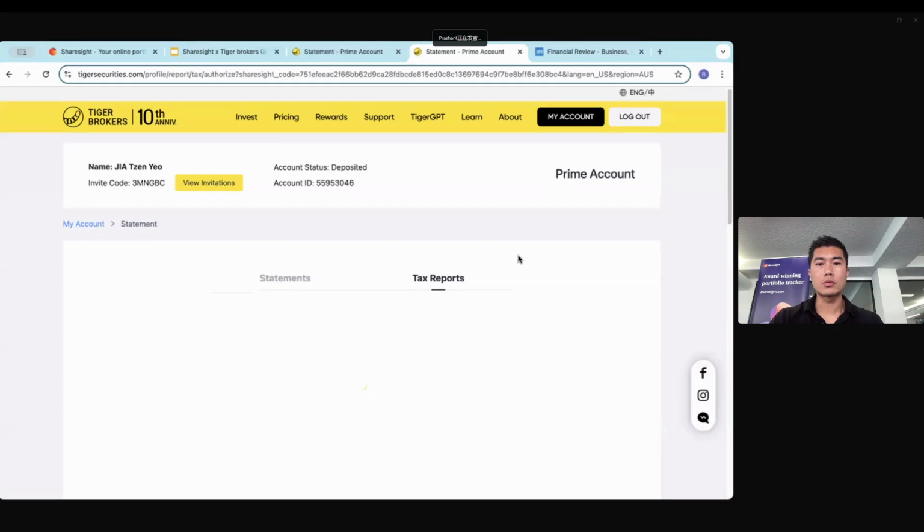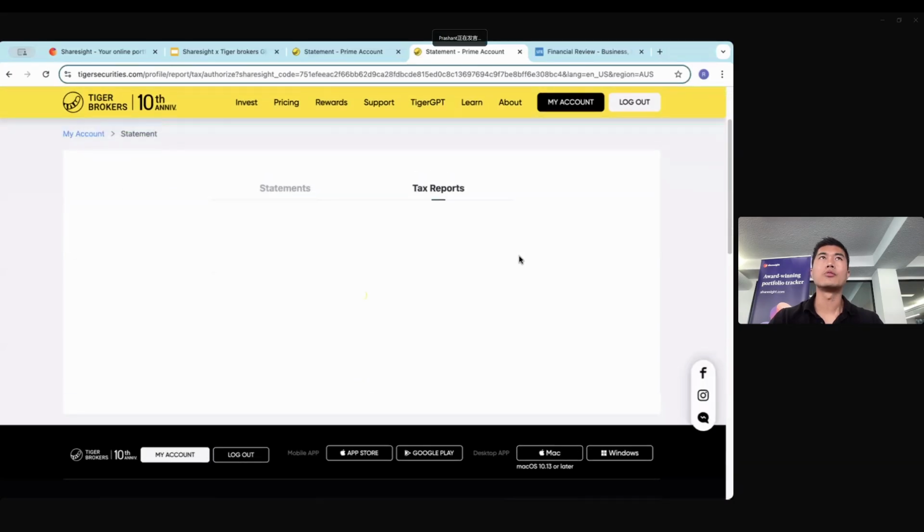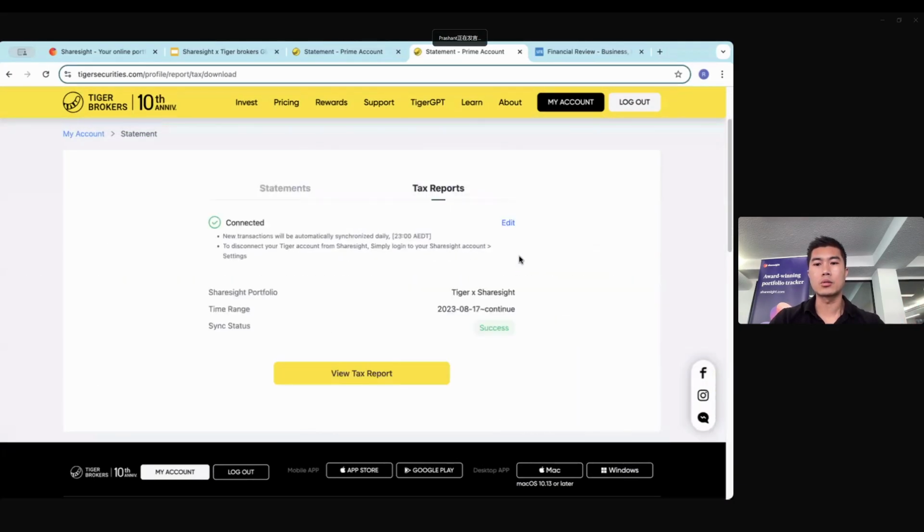And that would take a while. I think normally it takes about 1 or 2 minutes just to get it done. And then it's done. So it's already connected. That means I think it will take about 1 or 2 minutes to get all the historical trades from Tiger into Sharesight, and all the ongoing trades as you do your buying and selling.